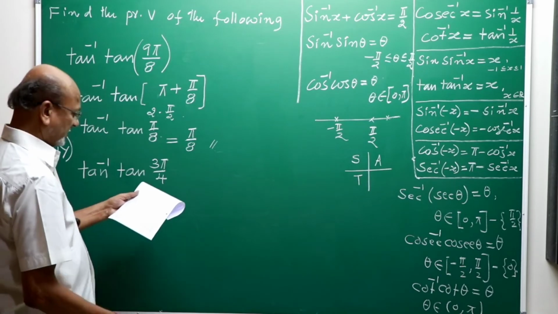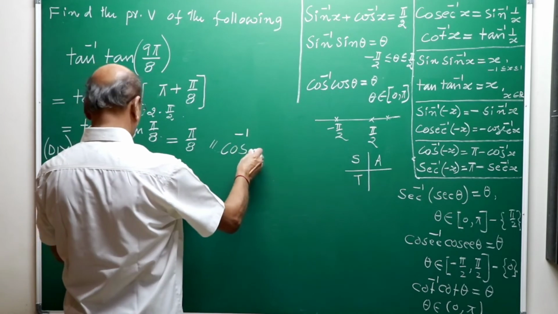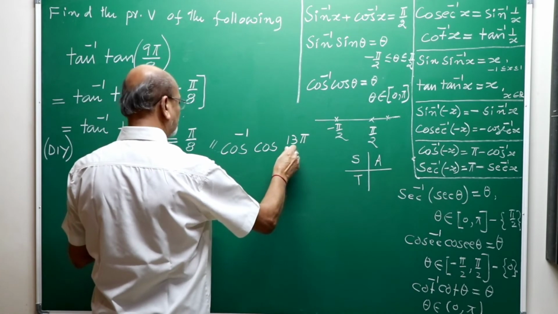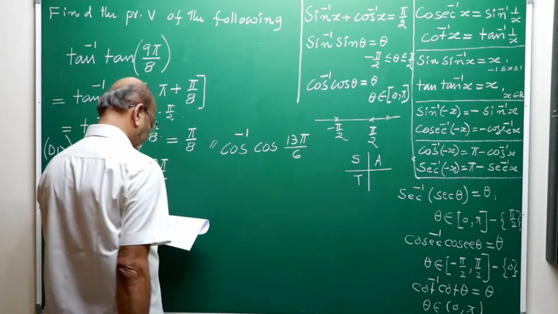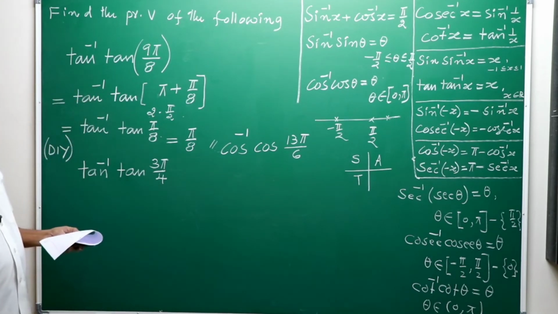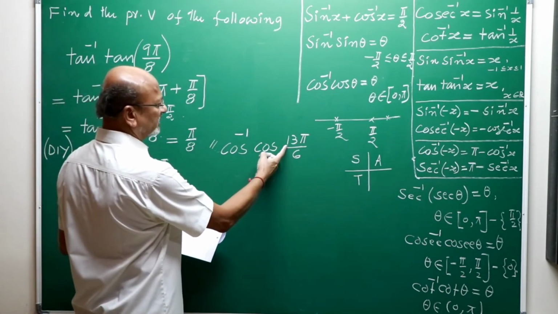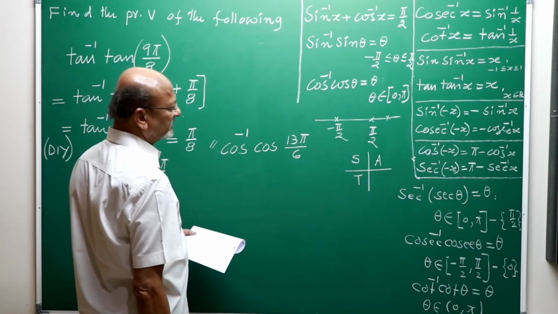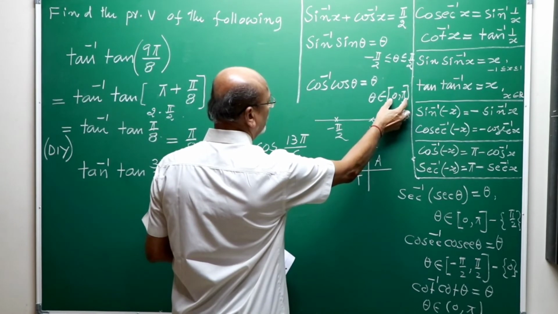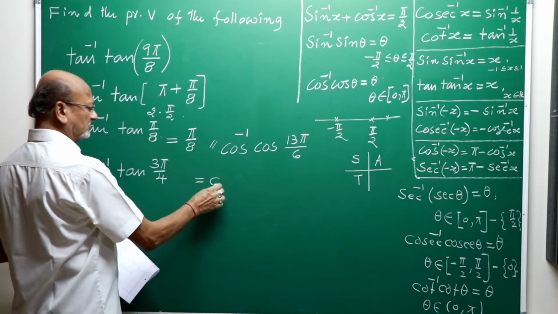Next one is cos inverse of cos 13 pi by 6. What is it? Pi by 6 means 30, and 13 times 30 is greater than 180 degrees. For the cos, what is the range? 0 to pi. It is more than pi, so again use the allied angle.